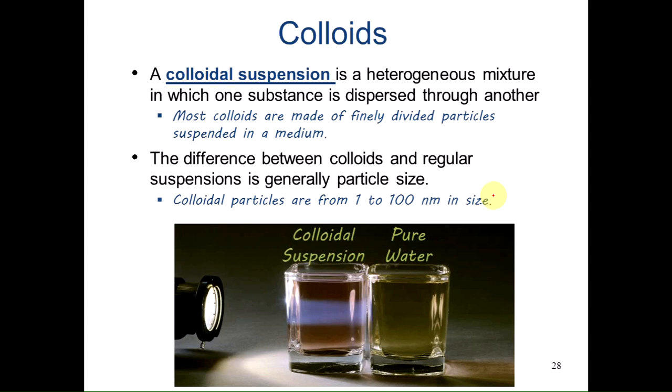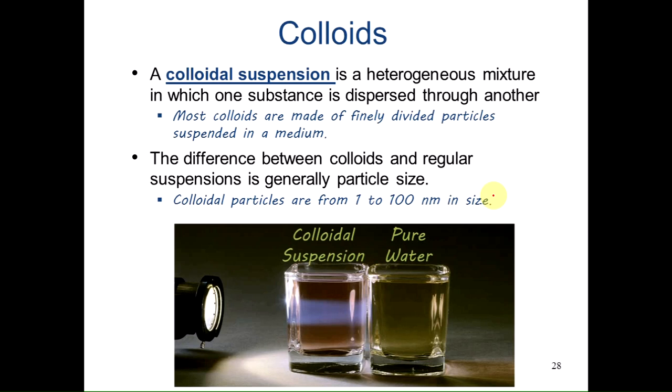And a colloidal suspension is a heterogeneous mixture in which one substance is dispersed through another. It almost looks like a homogeneous solution, but technically we'll classify it as a heterogeneous mixture. It's just that what's in there is so small it looks homogeneous. But we'll see ways that we can prove that it's really heterogeneous in nature.